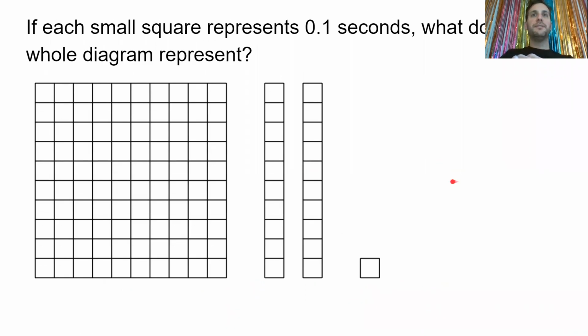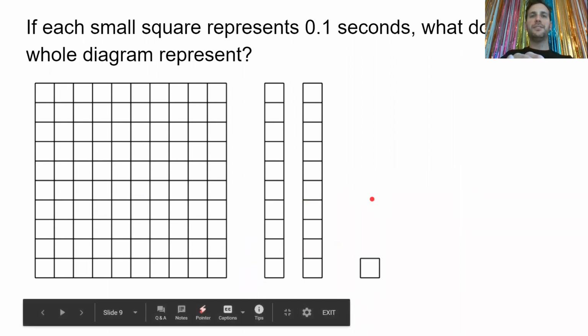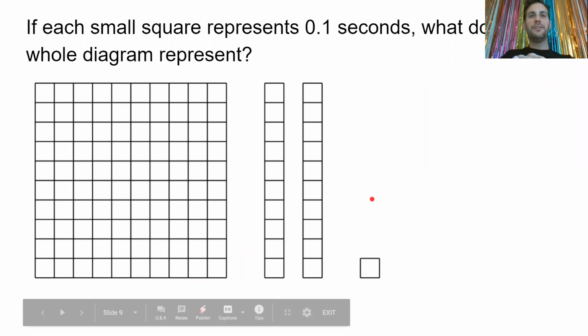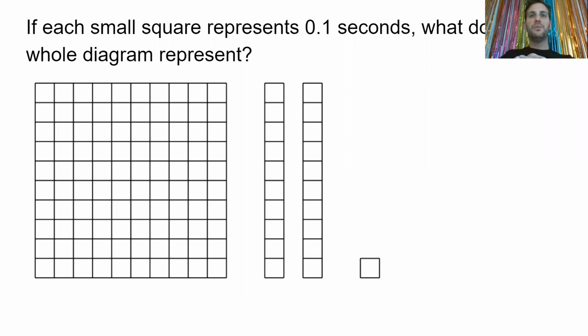Last example, if each small square now represents 1/10 of a second, what would the whole diagram represent? How many seconds in total? Pause the video, think about it. I'll give you the answer in 3, 2, 1.